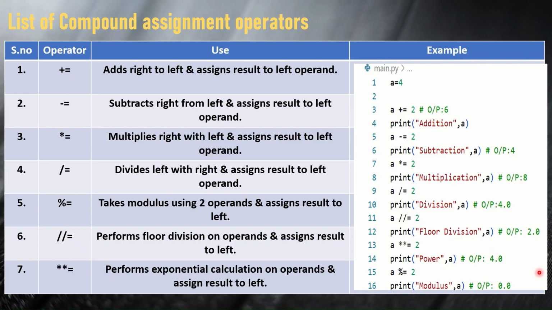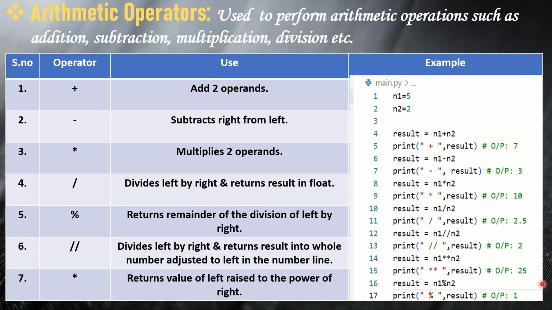Now let's see the next operators, the arithmetic operators. Arithmetic operators in Python are mainly used to perform arithmetic operations, which includes all mathematical operations such as addition, subtraction, multiplication, division, etc. All those arithmetic operations can be performed using these arithmetic operators in Python. Here also I have given one table that lists all the arithmetic operators and their use and how we can make use of those operators in the form of code.